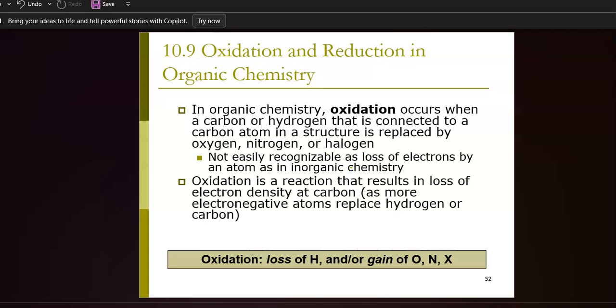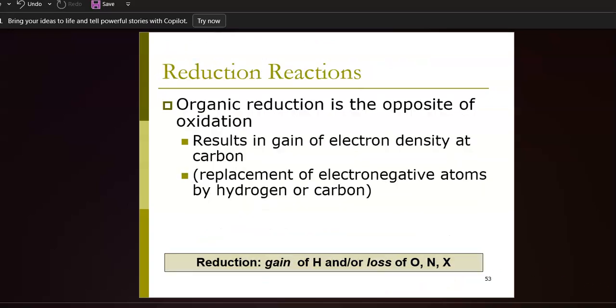Sometimes it may not be very easy to locate the oxidation or reduction by loss of electrons in organic chemistry as it was in the case of inorganic. So that's why you may want to look for what kind of bond changes have happened. If a carbon-hydrogen bond is replaced by a carbon-oxygen bond, then that means oxidation has happened. So in a nutshell, if going from reactants to products you see that there is loss of hydrogen, and either along with the loss of hydrogen you gain oxygen, nitrogen, or halogen, then that is an oxidation.